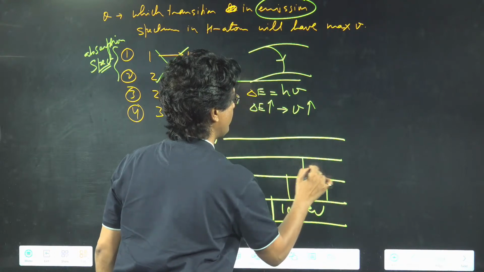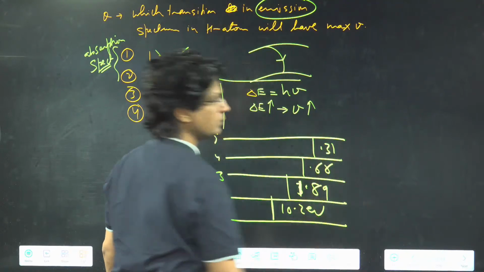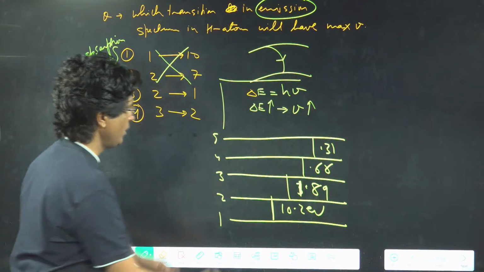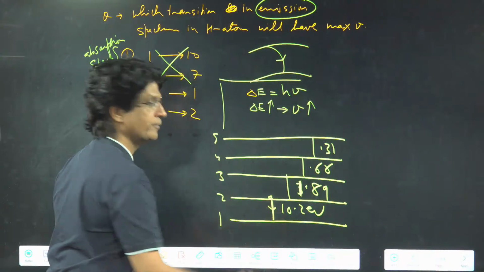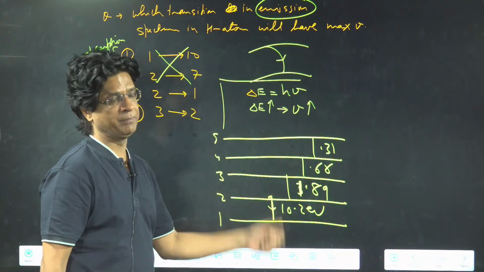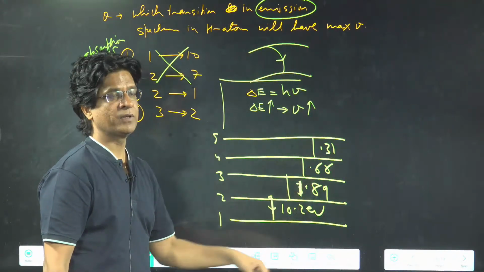1.89. This is 0.66. This is 0.31. Yes or no? So you can see clearly that when the electron jumps from 2 to 1, the difference of energy is maximum. It is almost 5 times this. I have done a question.